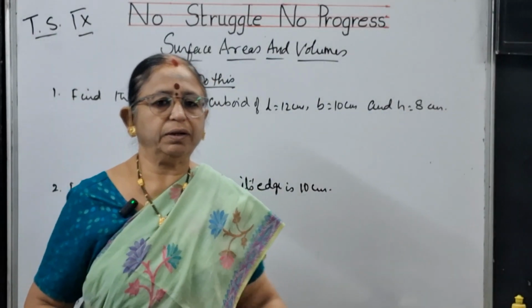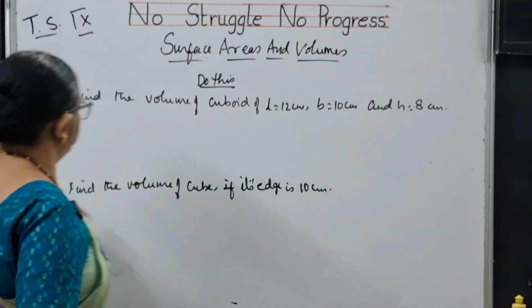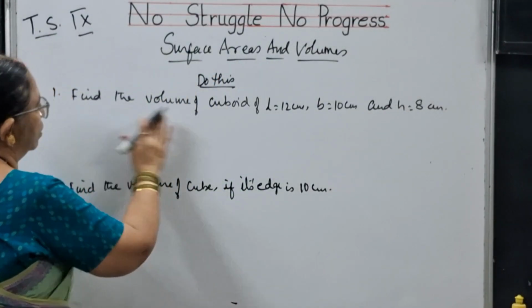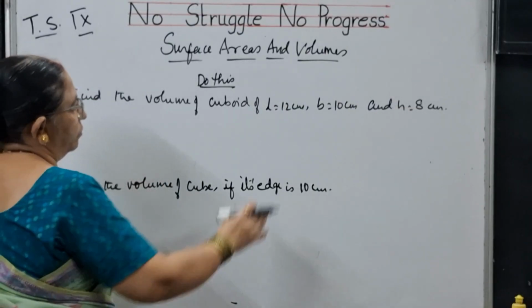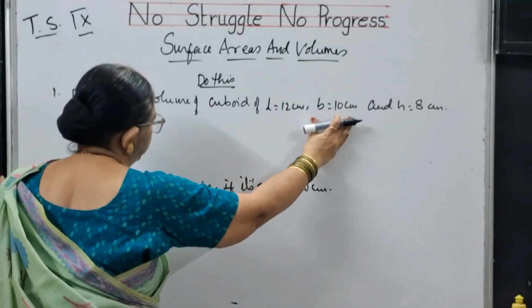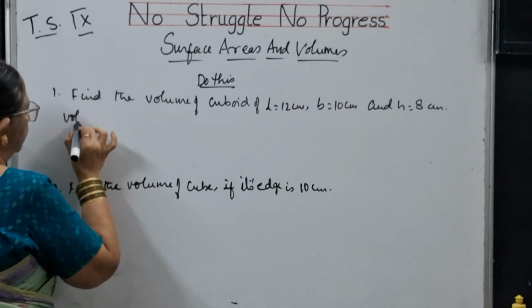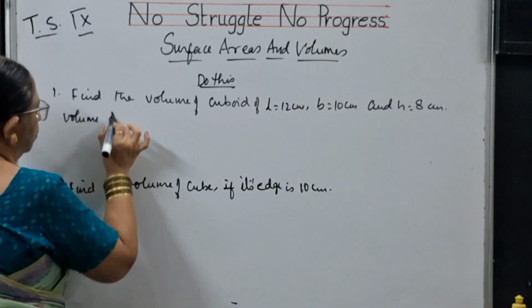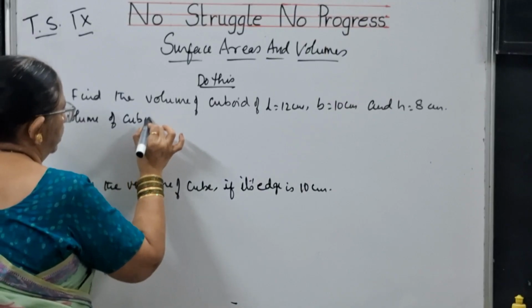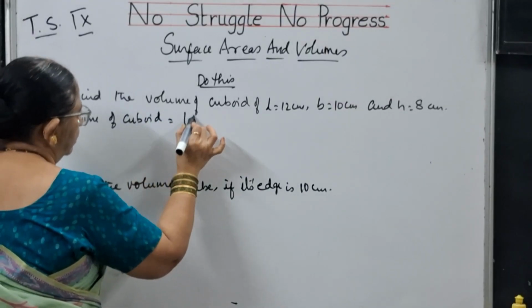Now let us see, do this sums, children. In this do this sum, the first question is find the volume of cuboid where length is 12 centimeters, breadth is 10 centimeters, height is 8 centimeters. So volume of cuboid formula is L into B into H.